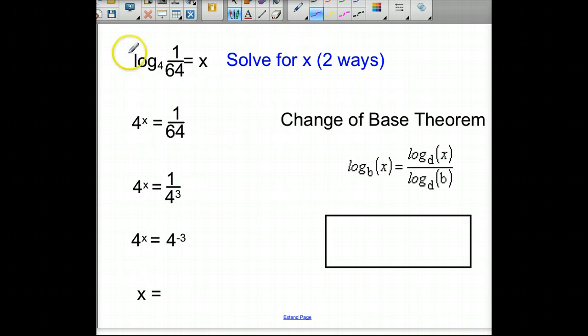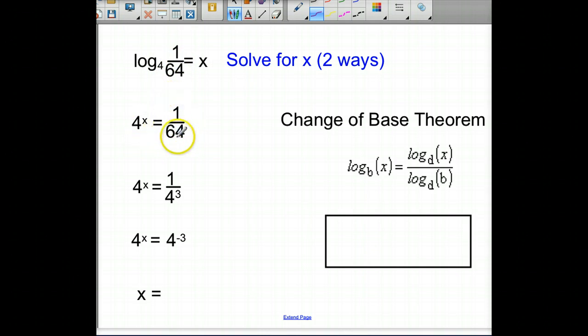Alright, so looking at another example, if we want to solve for x, and we have log base 4 of 1 over 64 equals x. So 1 over 64 is the answer. 4 to the x would be 1 over 64. So rewrite the log equation in exponential form. So 4 to the x equals 1 over 64. 4 is the base, x is the exponent, and this is the answer.